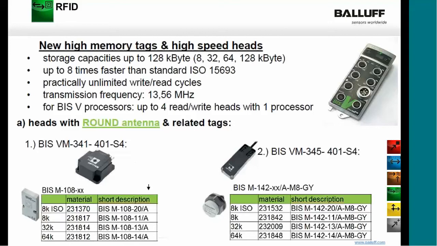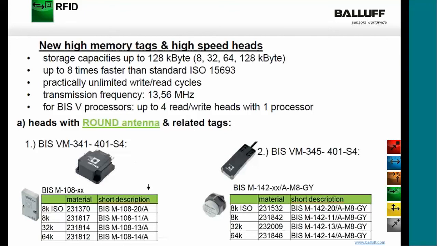One of the biggest things you'll notice with the BIS-V is the higher memory and higher speed capacity that this processor has. So the key thing here is the storage capacity now goes up to 128 kbytes. We were limited to 32 bytes in the past. The unit is also 8 times faster than ISO standard 15693. You don't really need to know that standard, but what you need to know is that the unit is much faster. We have practically unlimited read-write cycles. Our transmission frequency is at 13.56 megahertz. And again, we have the capability of 4 read-write heads with 1 processor.